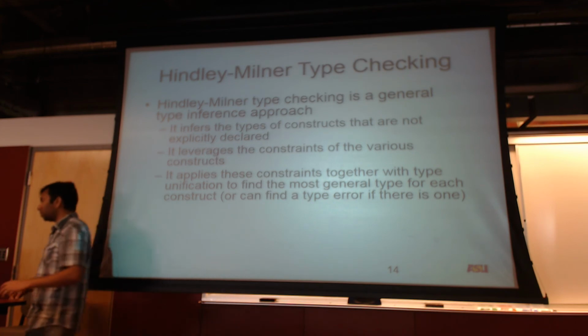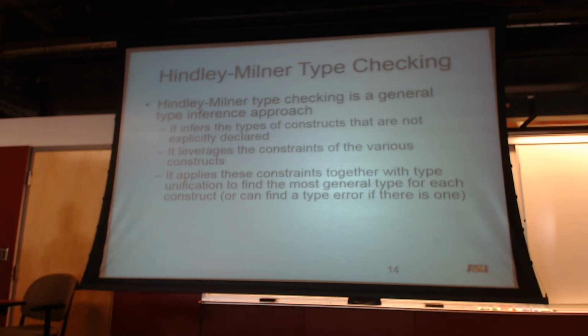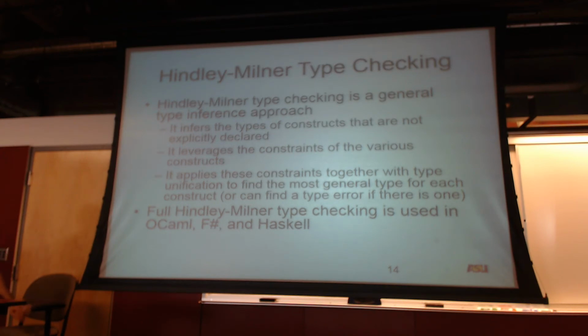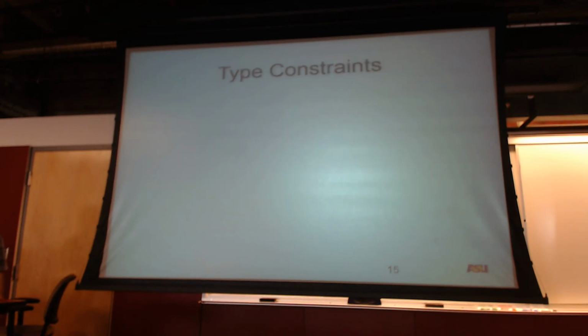So we'll see some examples and also some rules. The full HM type checking is used in Haskell and those types of functional programming languages, basically. Now this is not used in C. So we'll see what are the different ways we can apply HM type checking. First of all, we need to understand constraints, because we see that there are two things: constraints and type unification. So let's see what the different constraints are.